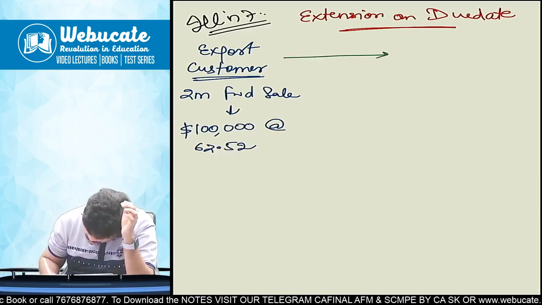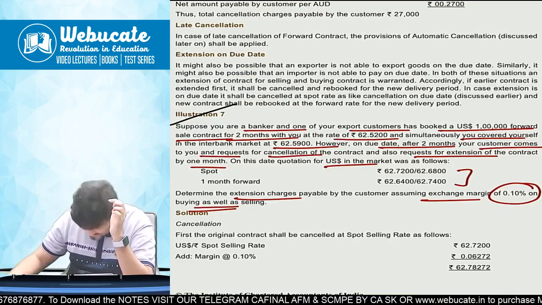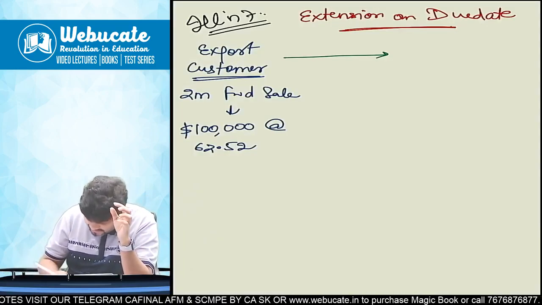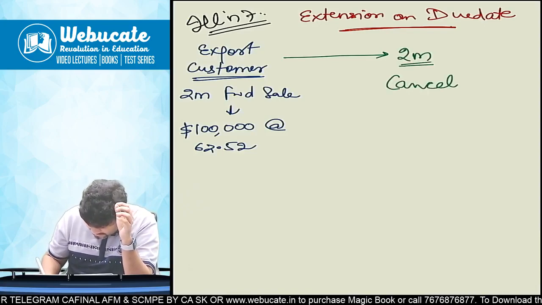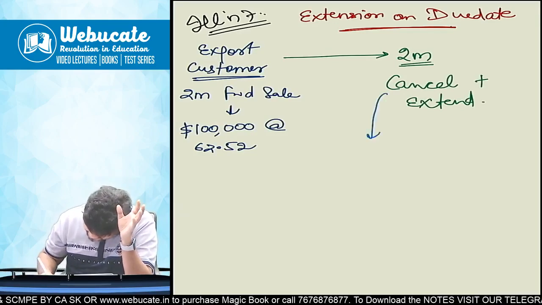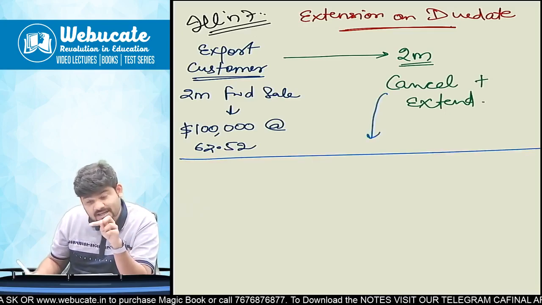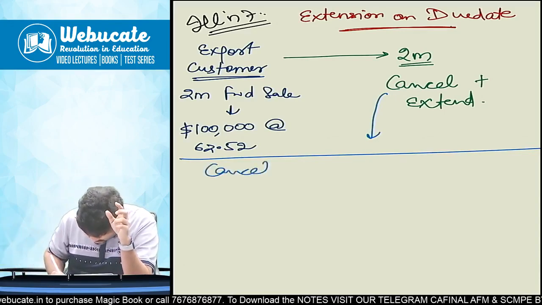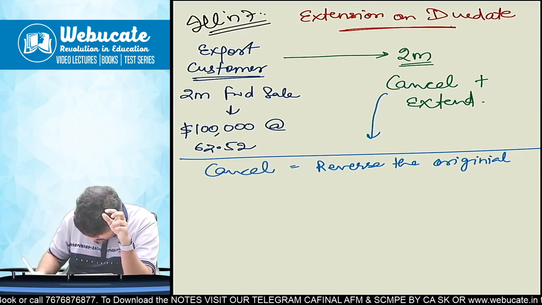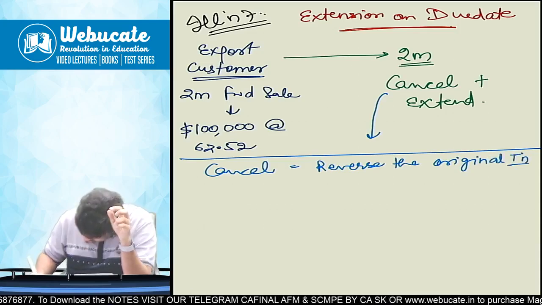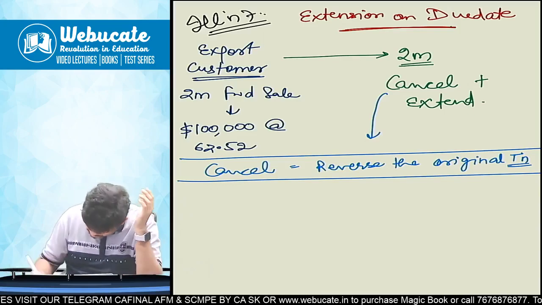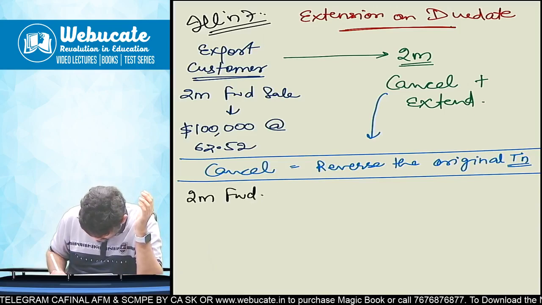Now what will happen? 2 months later, customer comes to you for cancellation. So this was a 2 months contract, so he is coming for extension on due date. Cancel plus extend. First cancel. How do you cancel? Reverse the transaction. So 2 month forward sale, purchase spot. How do you cancel? Reverse the original transaction. How are you going to do that? So, 2 month forward sale.